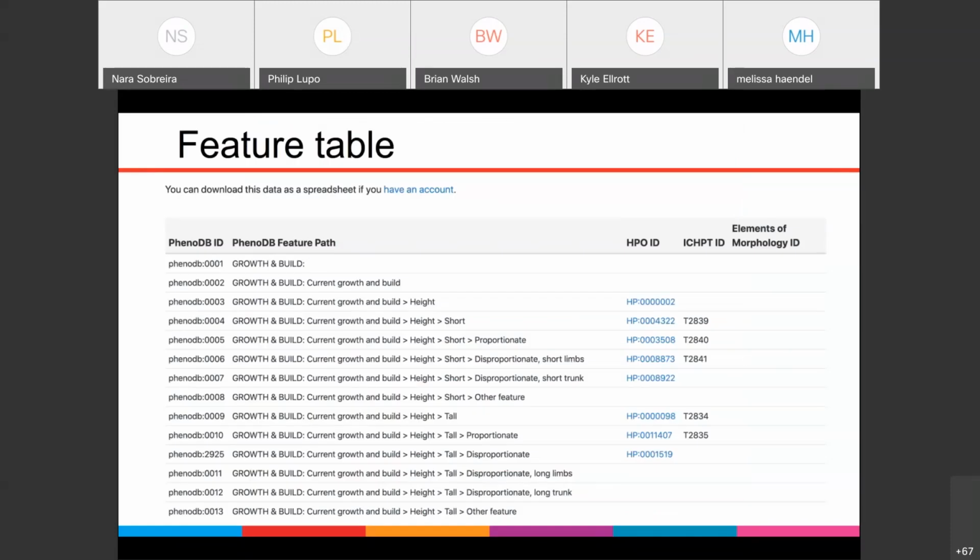In PhenoDB, we can put the features of the patients using the PhenoDB ontology, but it's all mapped to HPO, as you can see here, and also it's mapped to the ICHPT terms and to the elements of morphology terms. Next slide.